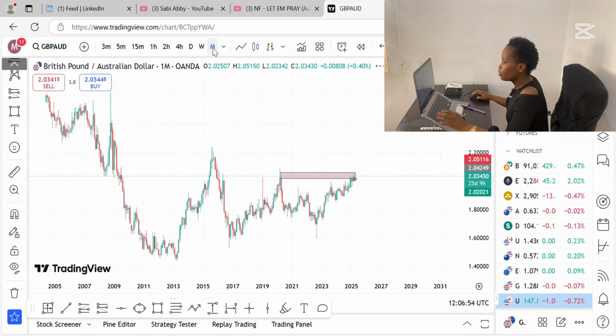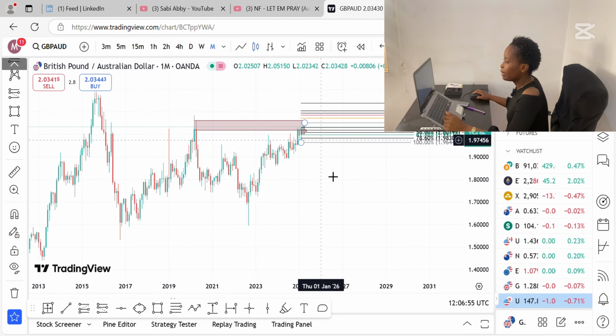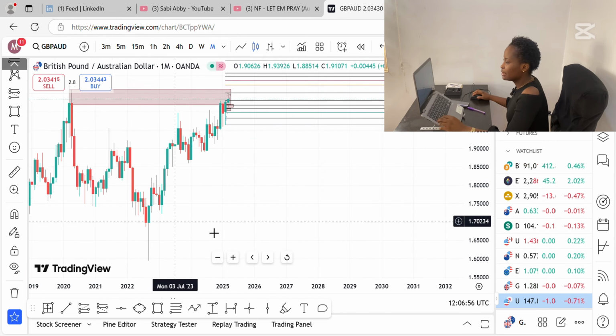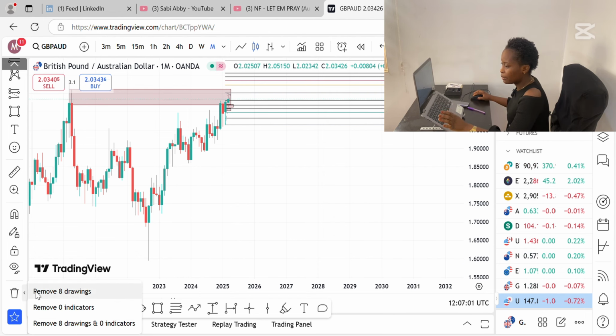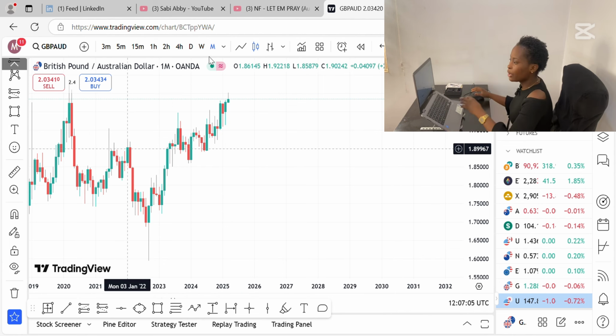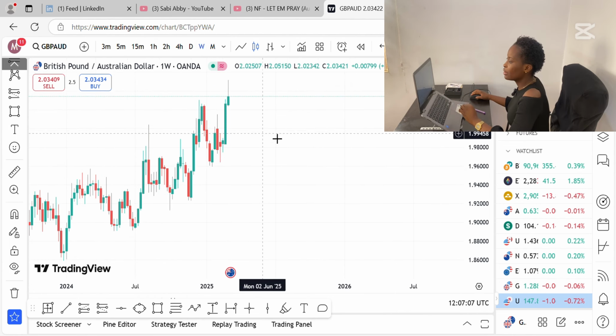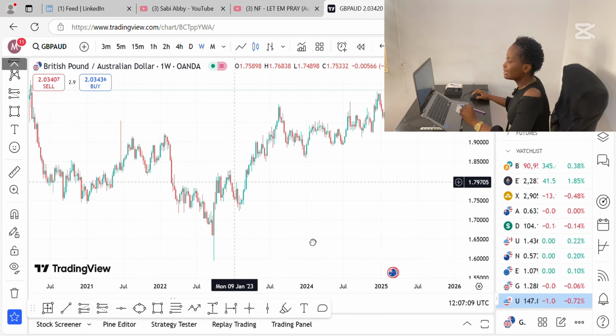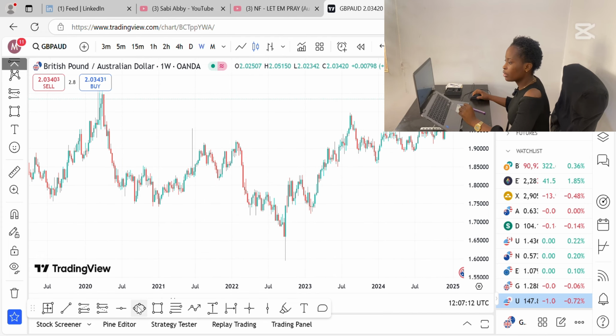So I'll show you what made me re-enter on pound Aussie. So look at this now. On the monthly time frame, let me go ahead and delete all the diagrams one more time so you're not confused. Structure still to the upside, right? But then you go on the weekly time frame and you see that price had traded into another block right here. So price was now inside another block.